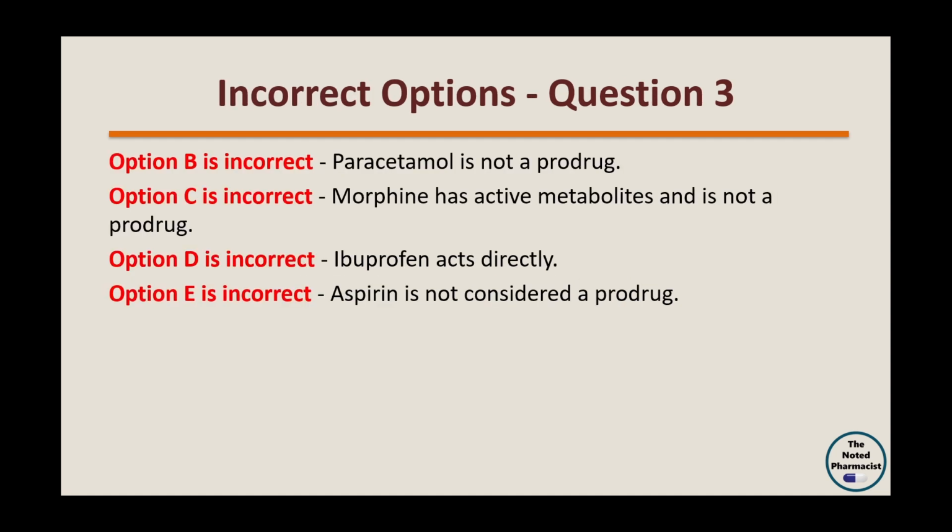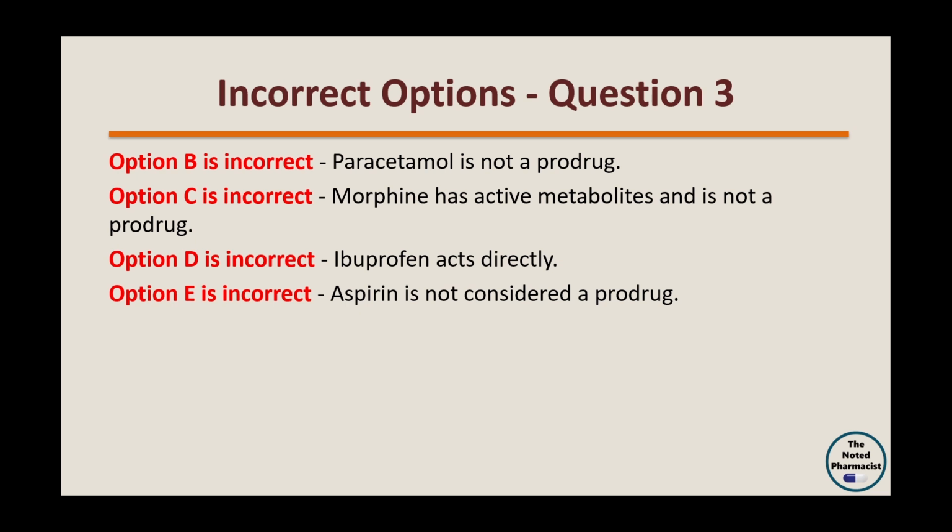Here is the explanation for the incorrect options. Option B is incorrect because paracetamol undergoes metabolism but is not a prodrug and has active as well as toxic metabolites. Option C is incorrect because morphine is administered in an active form and has active metabolites like morphine 6-glucuronide, so it is not a prodrug.